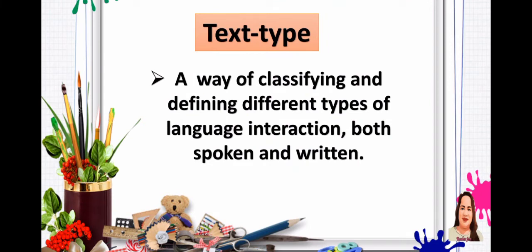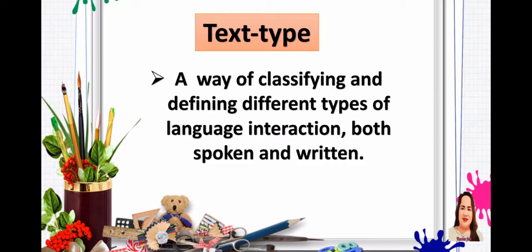So, texts are written for a variety of purposes, using different forms and standards of composition. These forms of writing are known as text types. So, ano nga ba tinatawag nating text type? The phrase text type is a way of classifying and defining different types of language interaction, both spoken and written. Kapag sinabing text type, ito ay tumutukoy sa uri ng written or spoken text. Maaaring ito ay pasulat or pasalita.